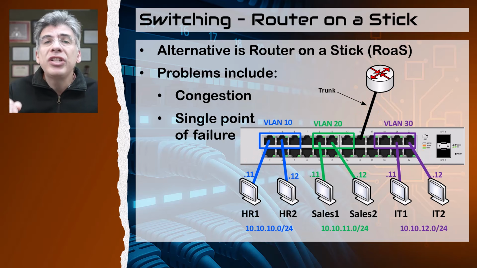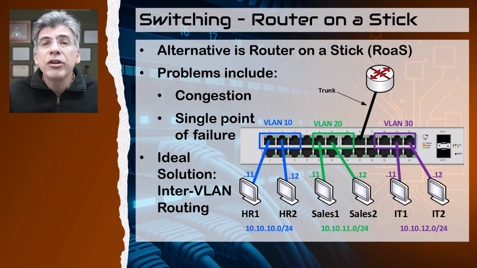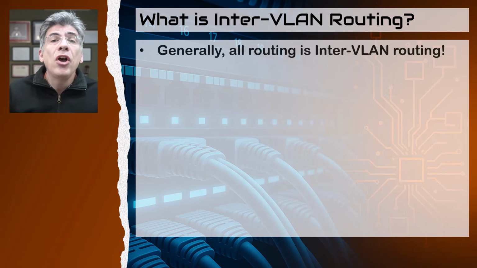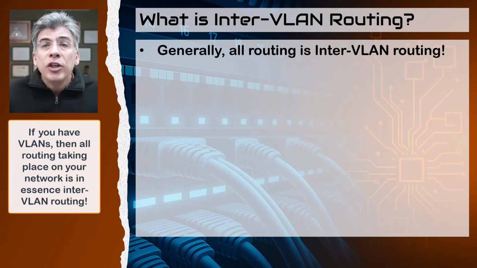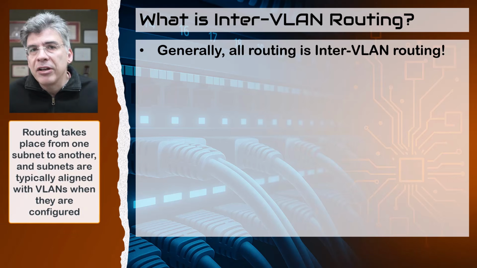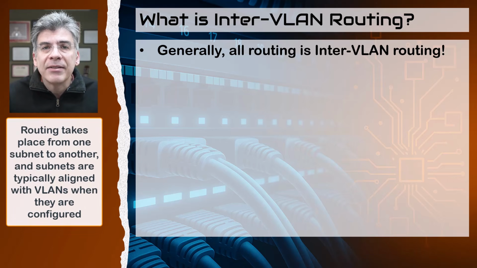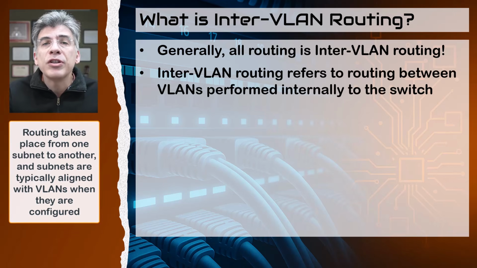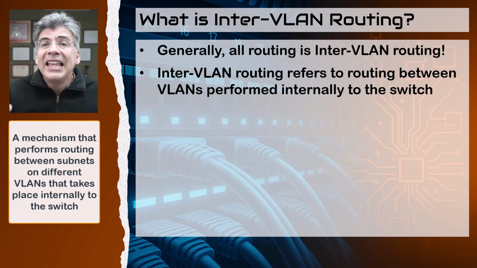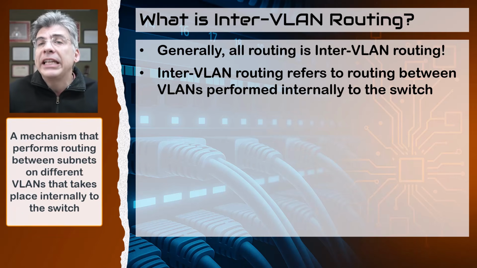The ideal solution to this scenario is the use of Inter-VLAN routing. Now, before I describe this feature further, this term needs a bit of explanation. In essence, all routing is inter-VLAN routing. You route from one VLAN to another. Stated more explicitly, you route from one subnet to another, and subnets typically align with VLANs. But the term inter-VLAN routing refers specifically to the routing between VLANs that is performed internally on the switch itself. So inter-VLAN routing is a mechanism made available on switches that allows for routing between VLANs internally to the switch.